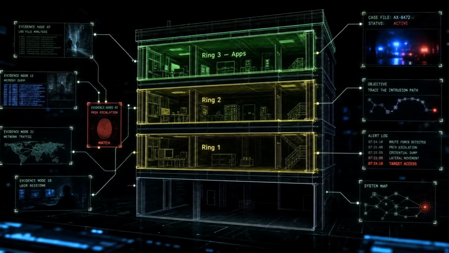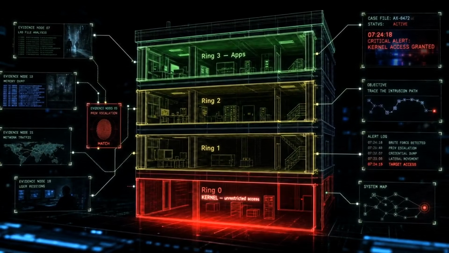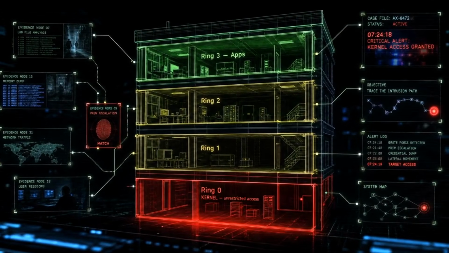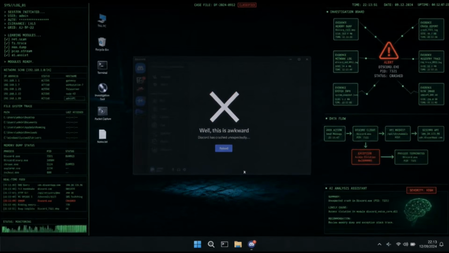Your computer's processor has privilege levels. Think of them as floors in a building. Normal apps, your browser, your game, Discord run on the top floor, they can only touch their own memory. If they crash, only they die. The ground floor is ring 0, the kernel.